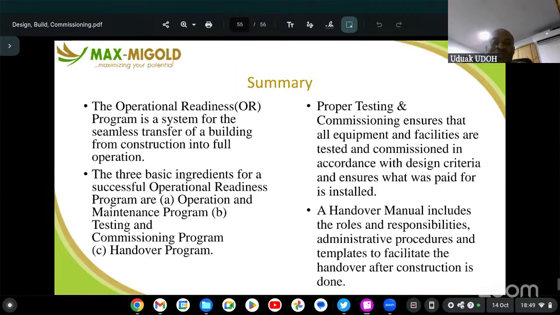So in summary, we've talked about the operational readiness program. It's a system to transfer a building from construction to full operations, right? In a structured manner and in an agreed manner. It talks about three ingredients: the operational maintenance program, the testing and commissioning, and also the handover.